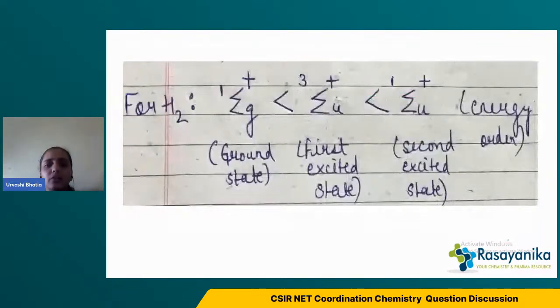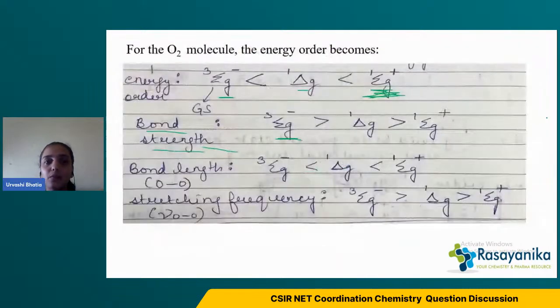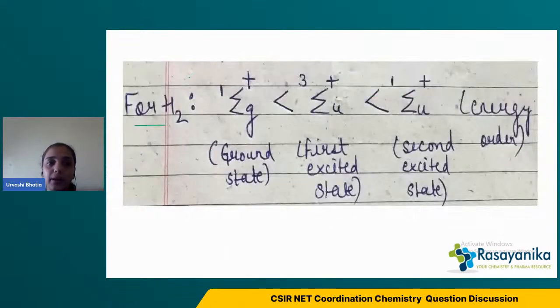Yeah. So this I've just included for understanding. For H2, we get these term symbols. What I showed you earlier was H2 minus. Okay, you have to see this. This was H2 minus. I just wanted to show you the term symbol. That is why I included this one. How do you derive it? But this is for H2, simple H2.